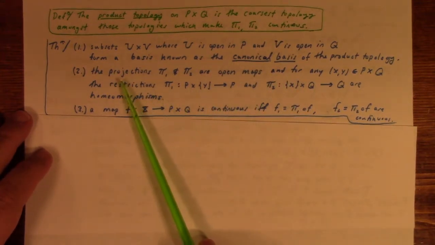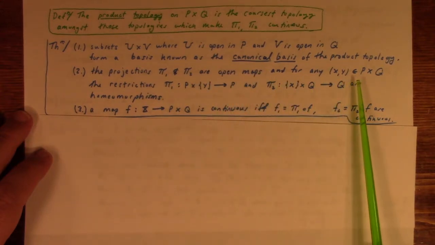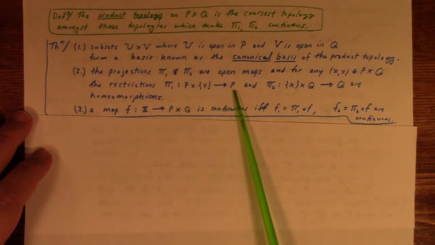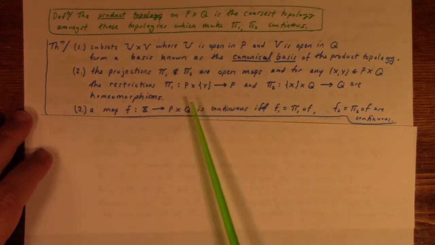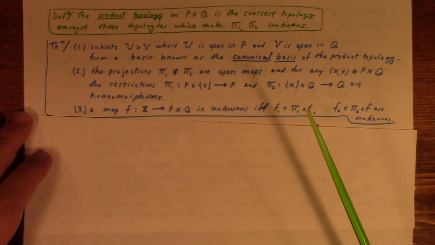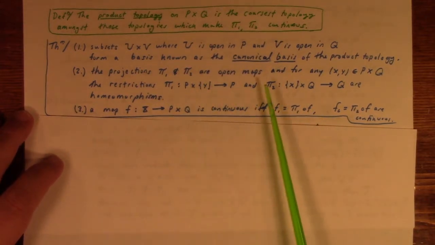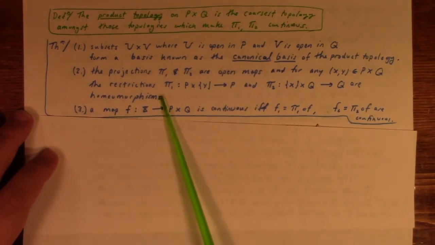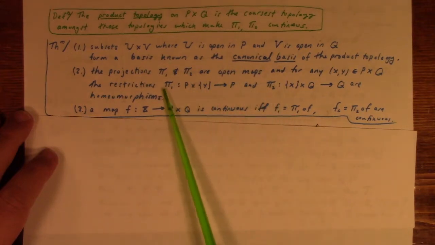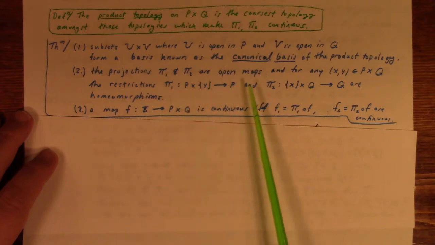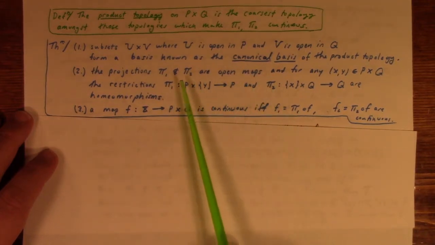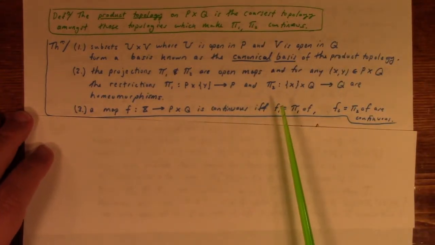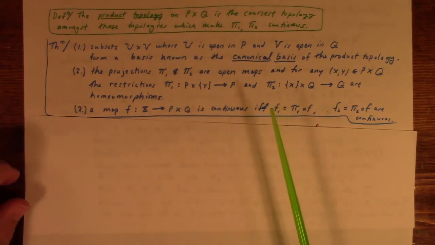So the projections pi 1 and pi 2 are open maps, and for any pair x, y in P cross Q, the restrictions of pi 1 to P cross y going to P, and pi 2 from x cross Q to Q are homeomorphisms. And let me again complain that I really think a different symbol should be used for the restrictions than the maps. I'm sort of tempted to put a tilde over pi 1 and pi 2 here just to emphasize that it's not the same map as pi 1 and pi 2. As we'll discuss by the end of this lecture, pi 1 and pi 2 are not open maps. It's only the restriction that's an open map.